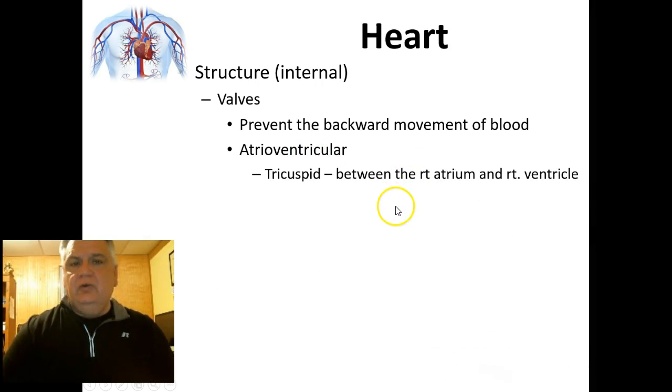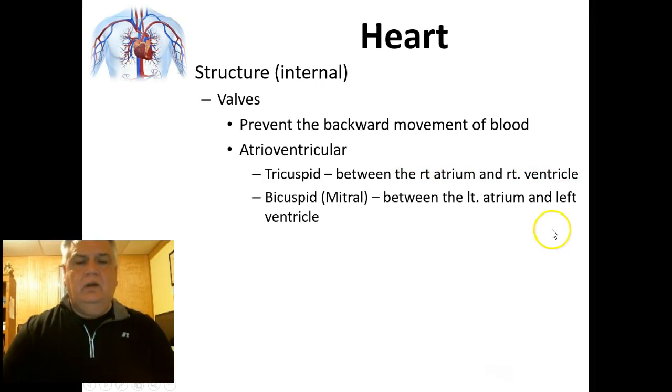There are 2 atrioventricular valves, one on the right side, one on the left side. The tricuspid valve is located on the right side between the right atrium and the right ventricle. The second atrioventricular valve is called the bicuspid valve, or oftentimes clinically it's referred to as the mitral valve. It's located between the left atrium and the left ventricle.